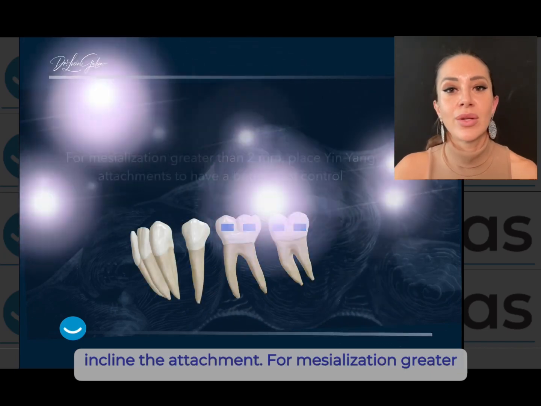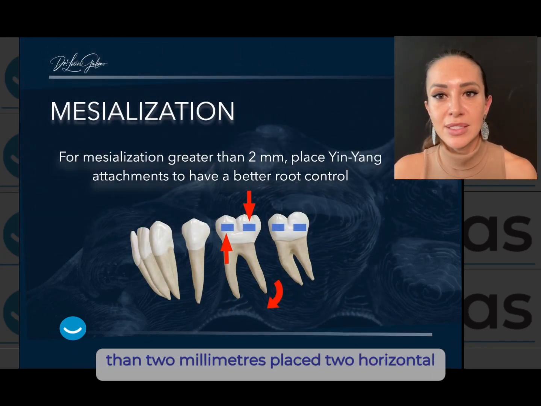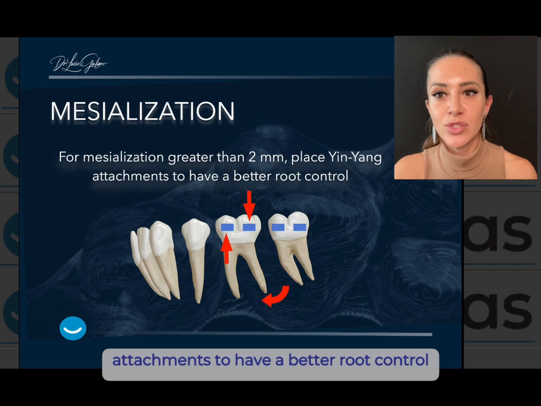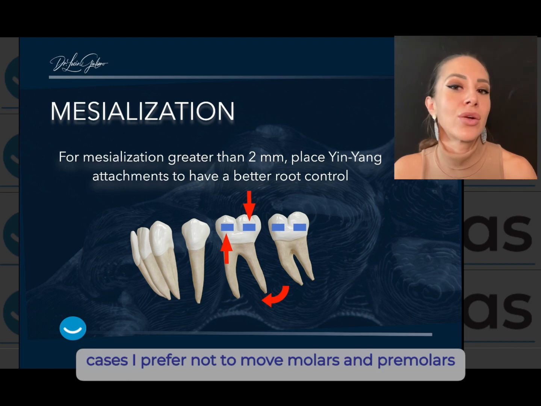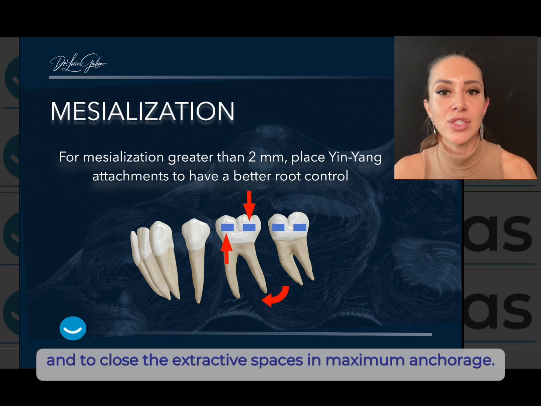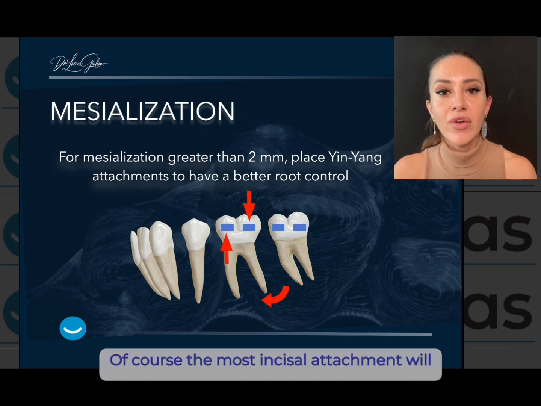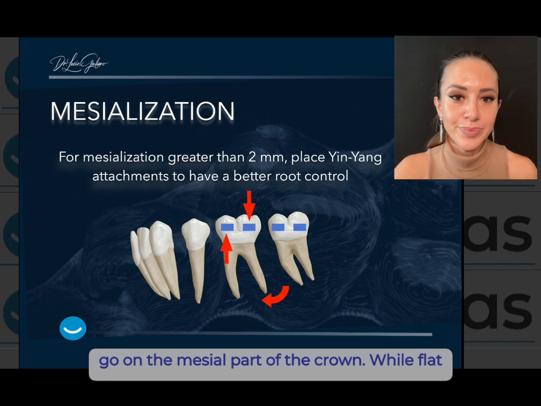For mesialization greater than 2 mm, place 2 horizontal attachments to have better root control during this movement. However, in extraction cases, I prefer not to move molars and premolars to close the extraction space in maximum anchorage. Of course, the most incisal attachment will go on the mesial part of the crown.